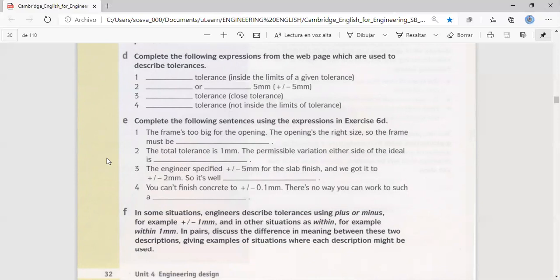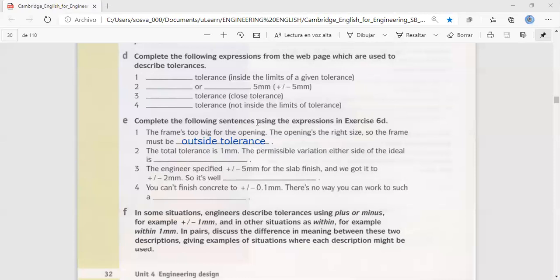So could you please read number one? The frame's too big for the opening. The opening's the right size, so the frame must be outside tolerance. Exactly. The frame must be outside tolerance. Perfect.